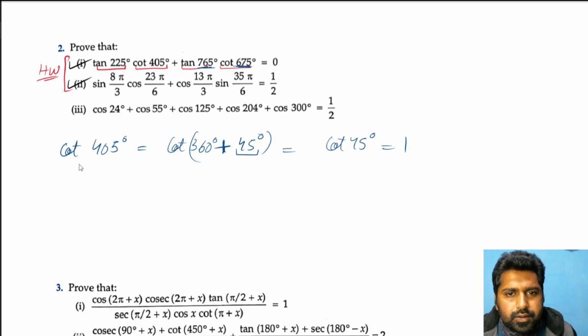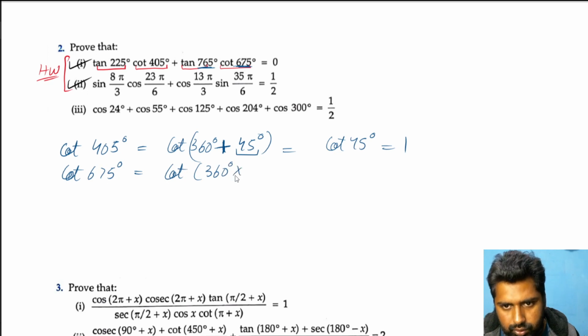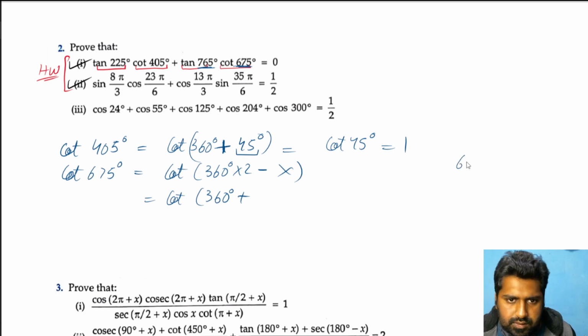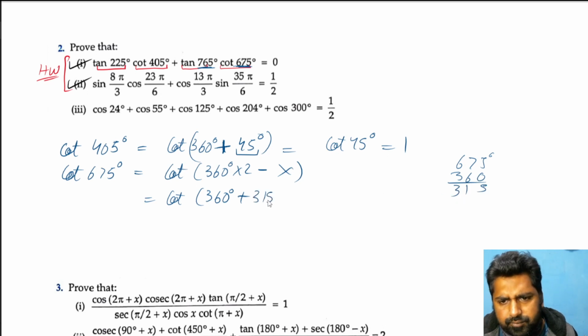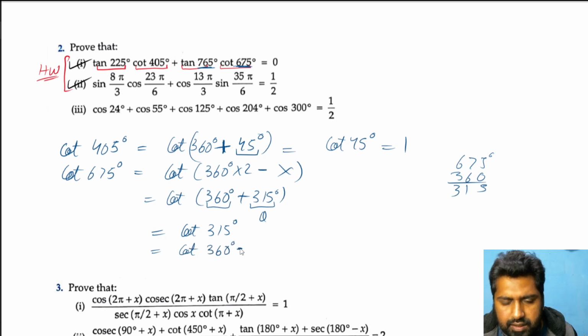I'll solve one more value. This one, cot 675. I'm saying don't use 360 degrees into 2 and then minus something. Avoid this. Instead, use cot of 360 degrees plus how much you'll get? 675 minus 360, 315. Let it be. So 360 plus θ, again no effect of rotation. Cot 315. Now use this again. Cot of 360 degrees minus 45. Okay, so cot 360 is involved, so no change, so that becomes cot 45.